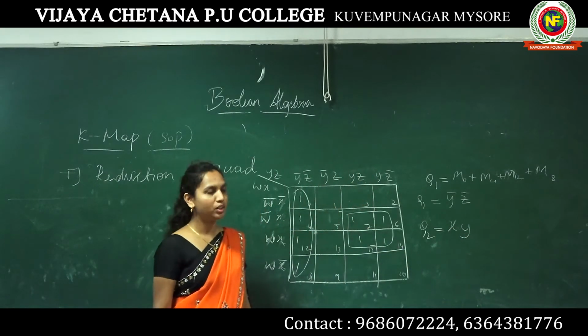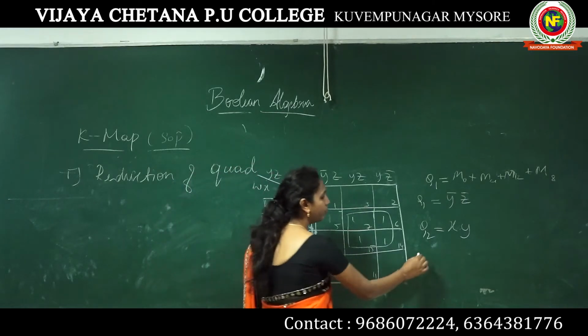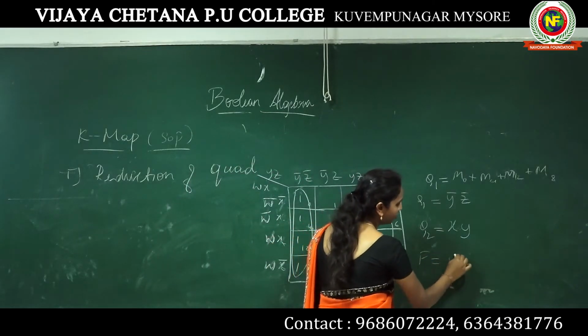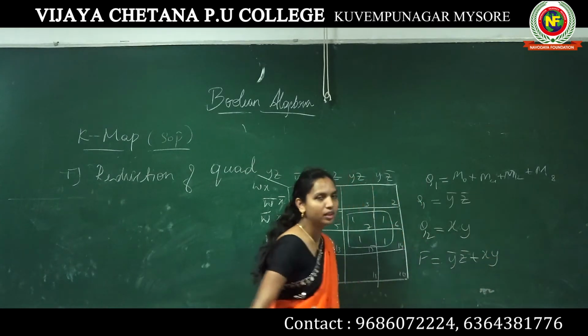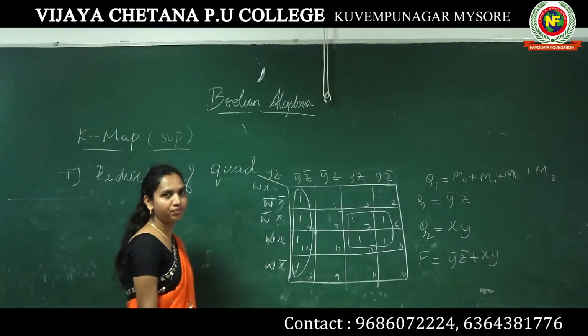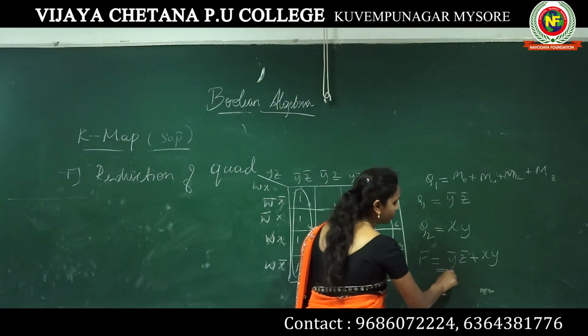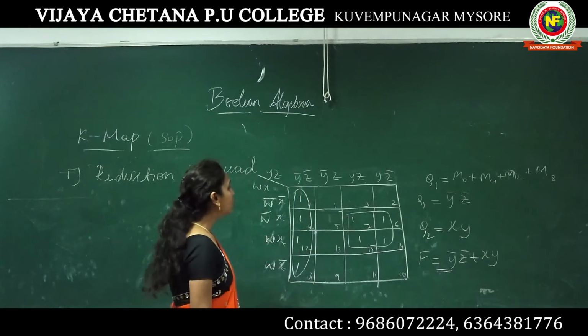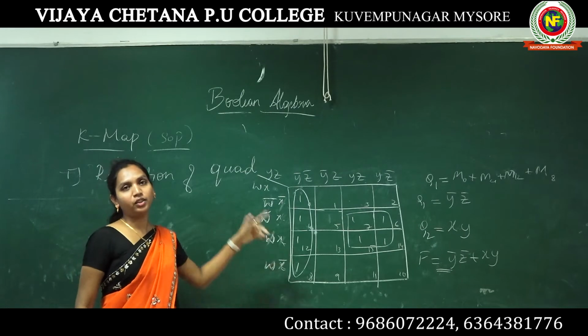I am writing the y. So this is the expression for part 2. Now the final expression, that is y bar z bar plus x y. This is the final expression. Okay. So this is how you reduce or deduce the part.